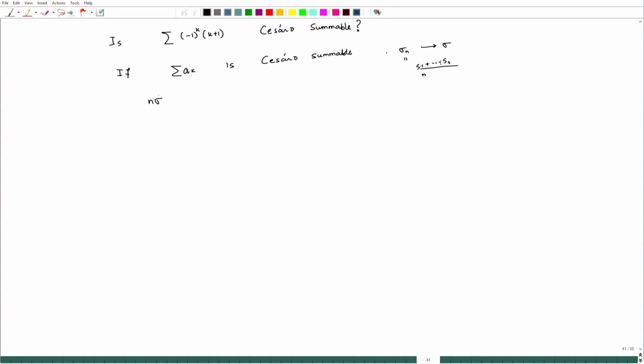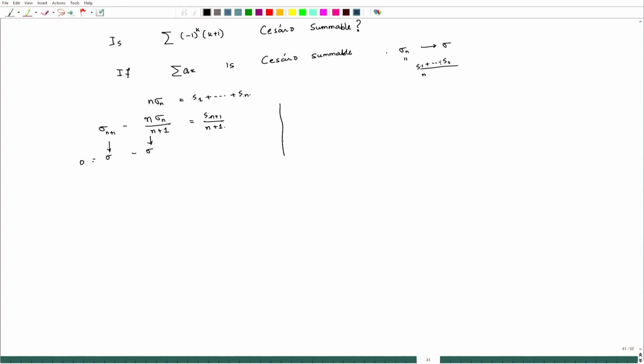Therefore, n sigma n is equal to S 1 plus ... plus S n. Therefore, n plus 1 sigma n plus 1 divided by n plus 1 is nothing but S n plus 1. Sorry, this series we can take as S n plus 1 divided by n plus 1. Now, as you can see, sigma n converges to sigma, therefore sigma n plus 1 converges to sigma, and n by n plus 1 converges to 1, and sigma n converges to sigma. So, this is equal to 0.